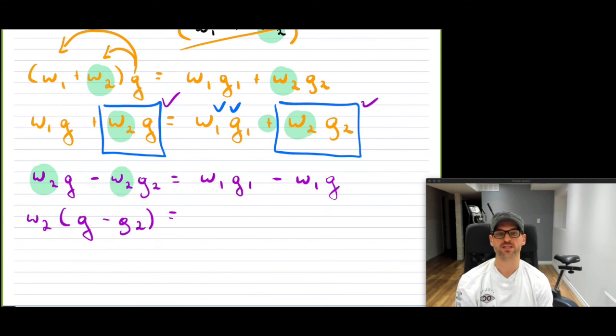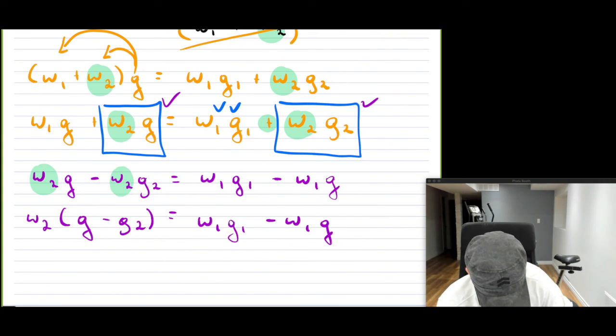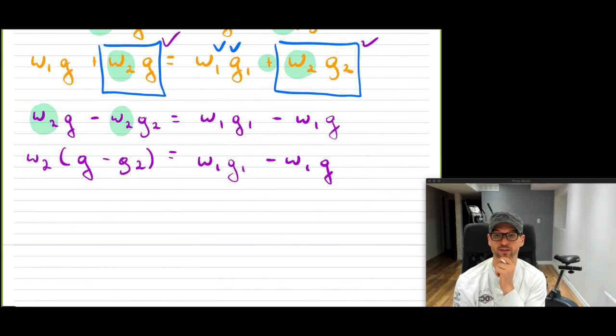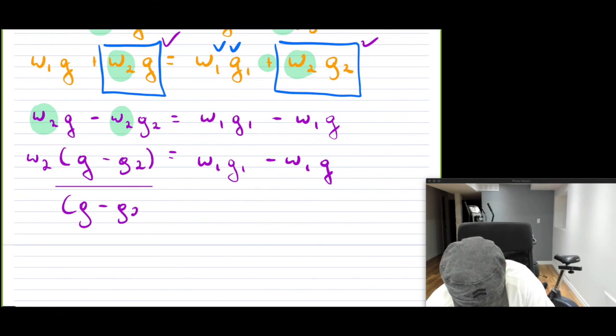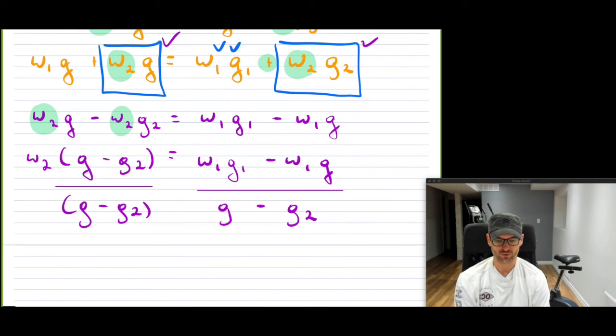Now I can do the same thing on the right hand side with the W1. It's unnecessary really because we're solving for W2, so I'm just going to leave it. So we have this right here. All right, so that is that. And now dividing both sides, I'm going to just divide both sides by G minus G2. All right, so that's what we will have there.